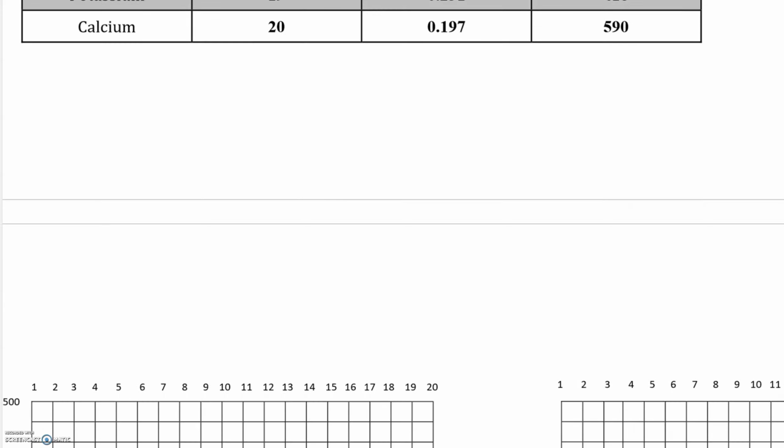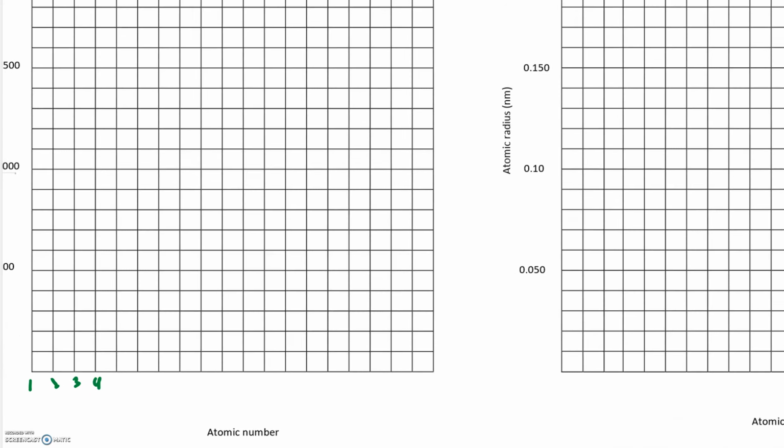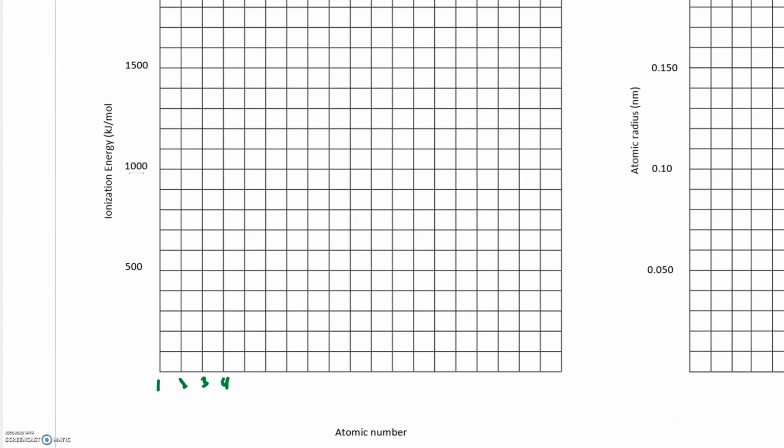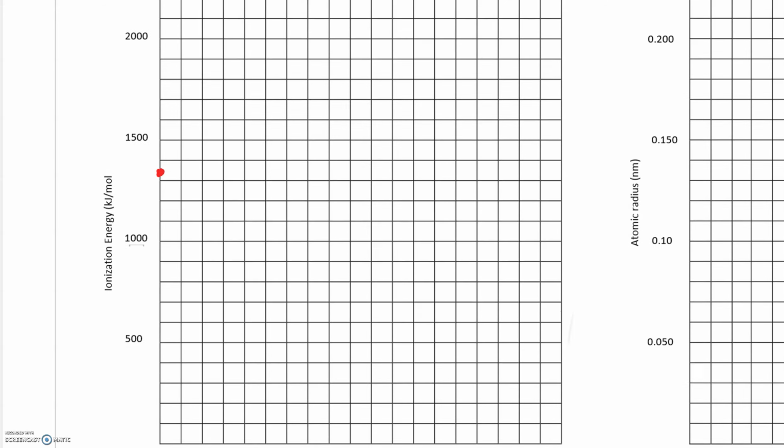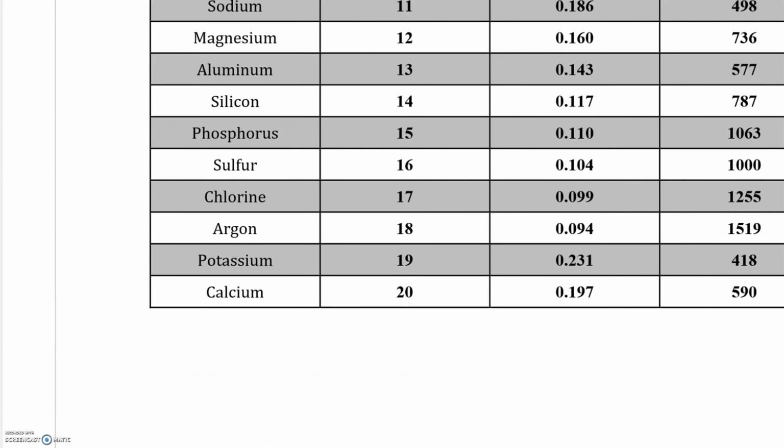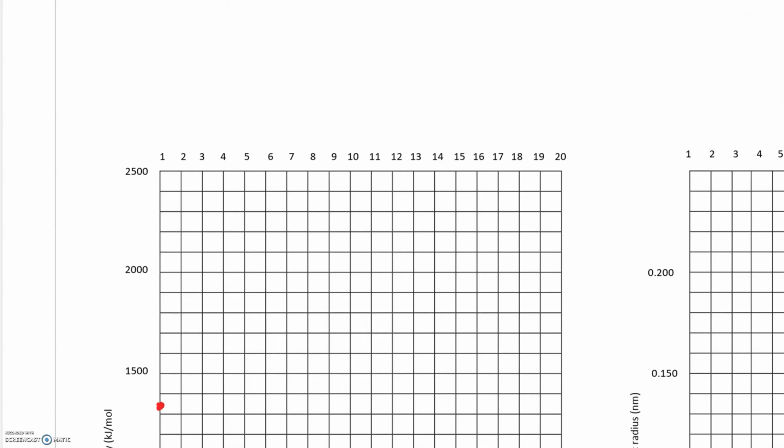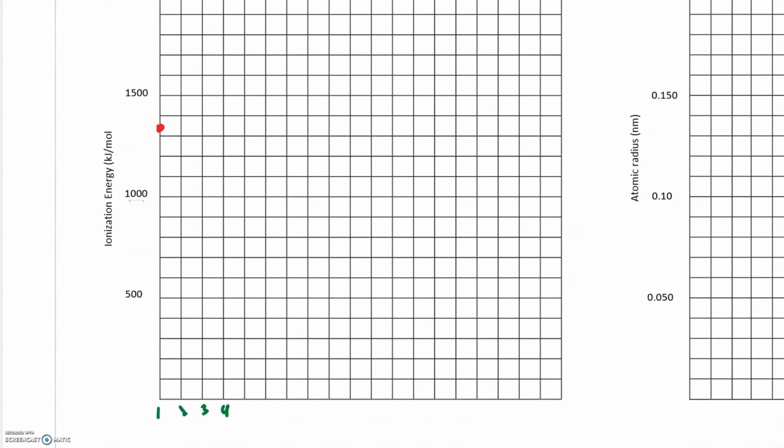So I'm simply going to plot this ionization energy, 1,312 kilojoules per mole. If that's 1,000, that's 1,100, 1,200, 1,300, and so 1,312 is right about there. And I'm going to continue with each of these data points until I have all of them plotted on this graph. There are 20. We're going up to calcium with an atomic number of 20. Again, it's probably more obvious if you connect the dots.